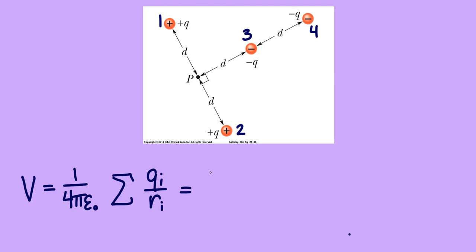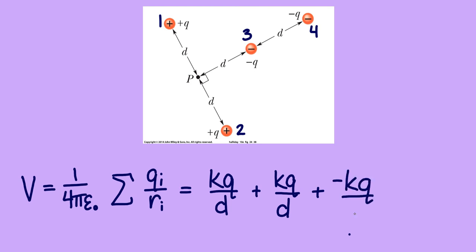So I have K times positive Q over D for charge 1, plus K times positive Q over D for charge 2, plus K times negative Q. So I'll put that negative out front. Negative KQ over D for charge 3, plus K times negative Q, or negative KQ, over 2D for charge 4.